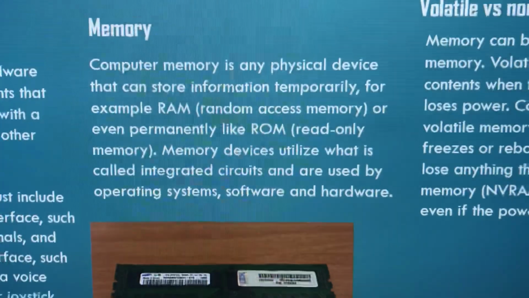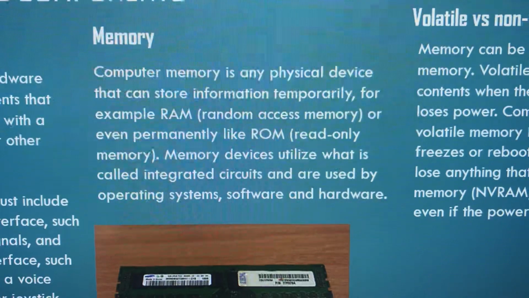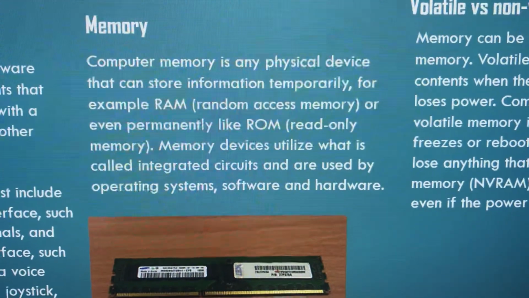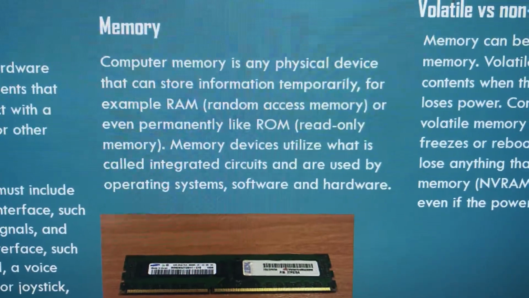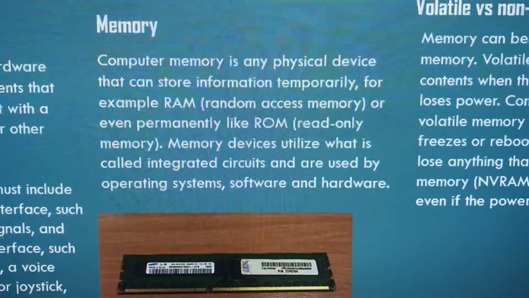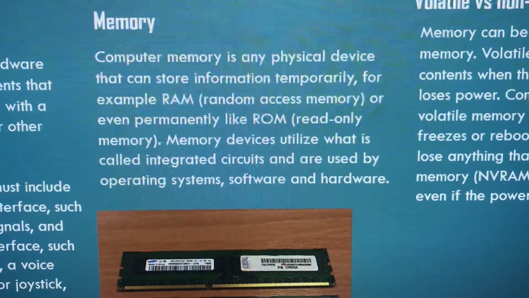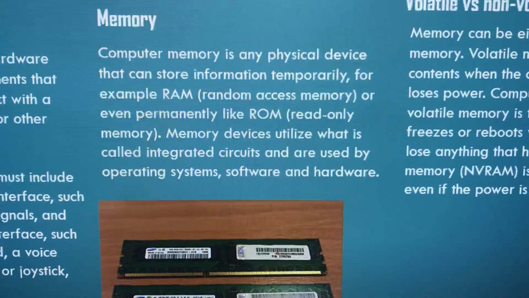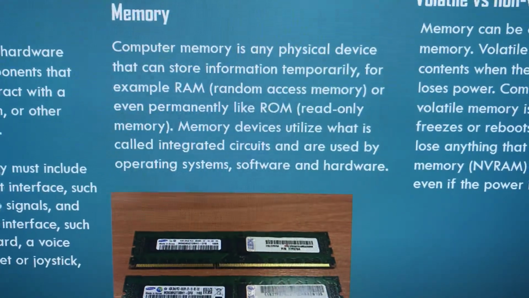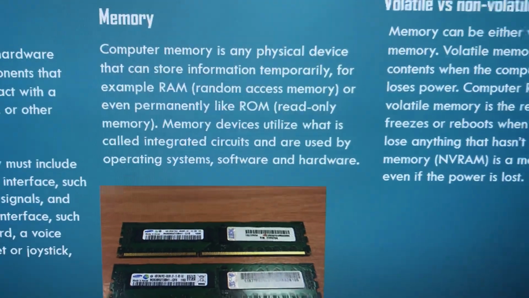Next we move on to memory. Computer memory is any physical device that can store information temporarily, for example RAM, which is also called random access memory, or even permanently like ROM, which is also known as read-only memory. Memory devices utilise what is called integrated circuits and are used by operating systems, software and hardware.